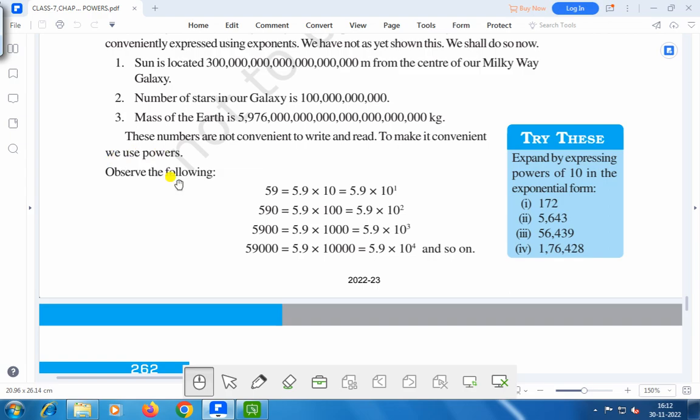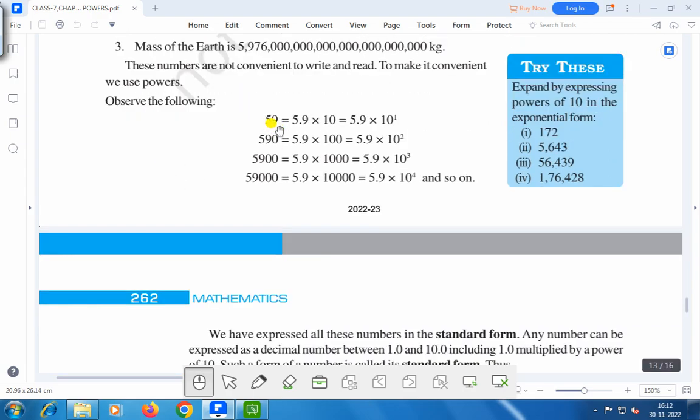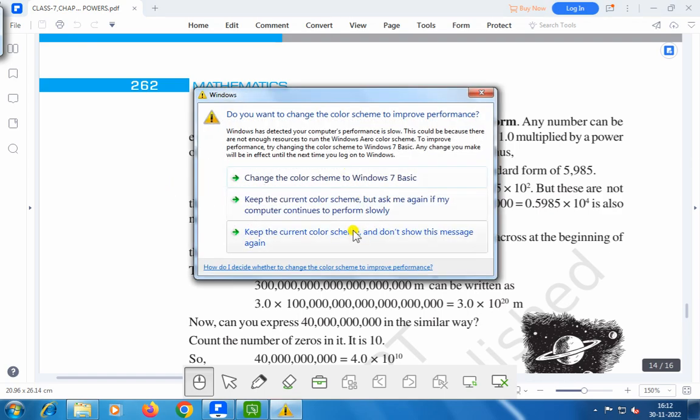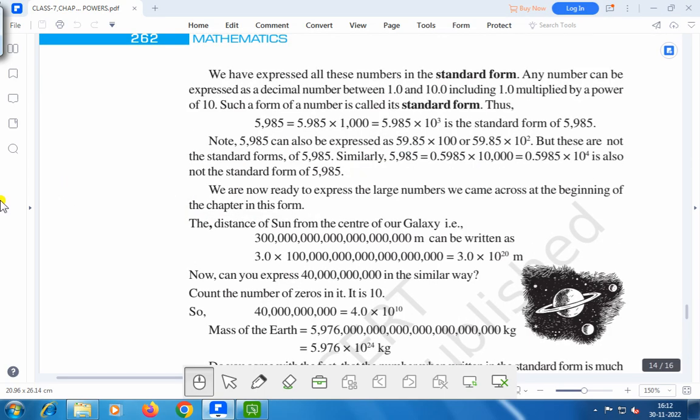To make it convenient, we use powers. Observe the following. 59 can be 5.9 into 10, or 5.9 into 10 to the power 1. 5.9 into 100, 5.9 into 10 to the power 2, 5.9 into 10 to the power 3, 5.9 into 10 to the 4, and so on. We expressed all these numbers in what is known as the standard form. A number can be expressed as a decimal number between 1 and 10, including 1, multiplied by a power of 10. Such a form of number is called its standard form.